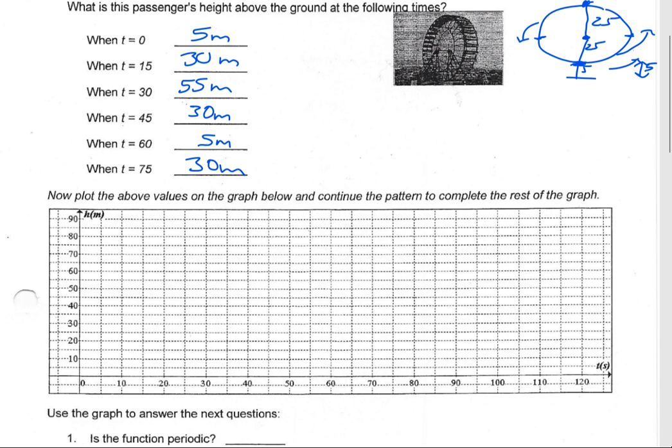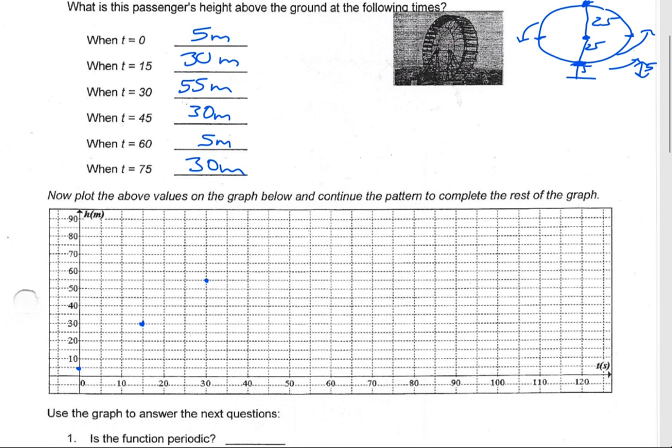So let's start. When t equals 0, our height is 5 meters. So I'm going to put a dot over here. And when t is 15 seconds, our height is 30 meters. So I'm going to put a dot over here. And when t is 30, our height is 55 meters. So I'm going to put a dot over here.